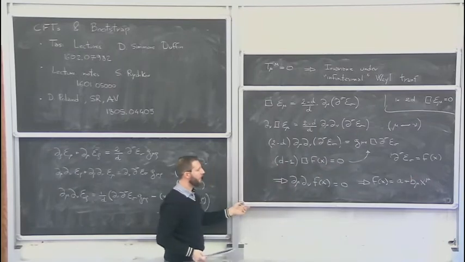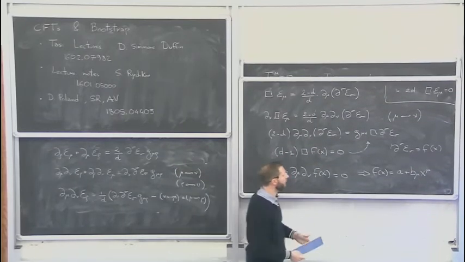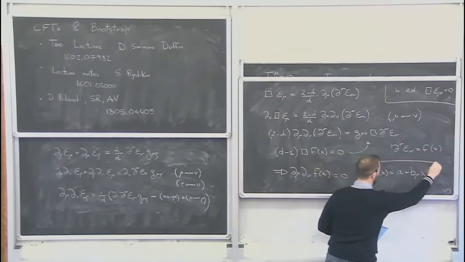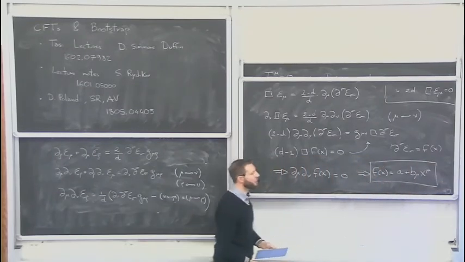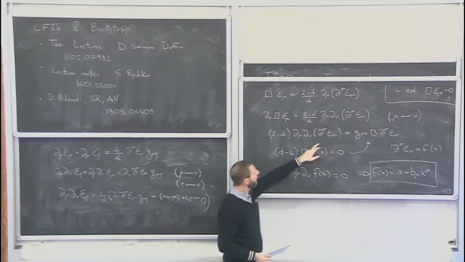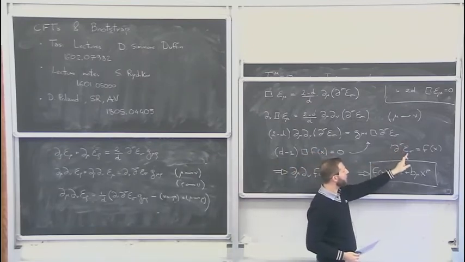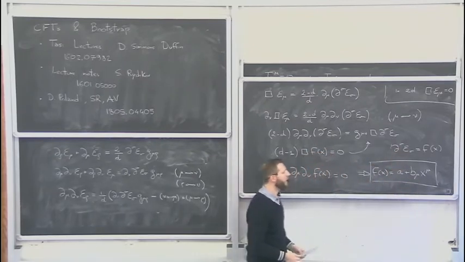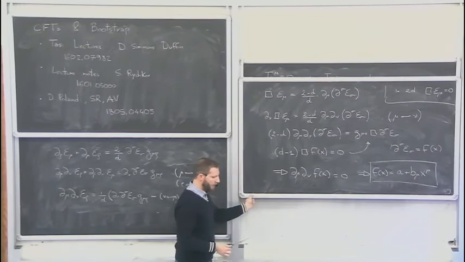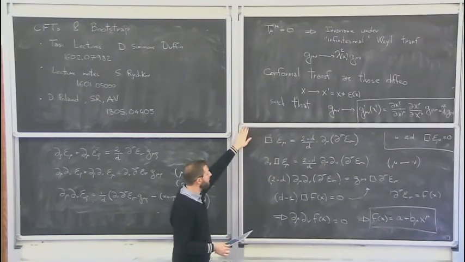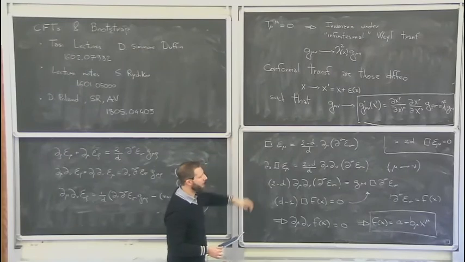So all this massaging was to obtain this powerful constraint. Conformal symmetry are those transformations for which this combination, d sigma epsilon sigma, is at most linear in the coordinate, which implies that epsilon can be at most quadratic.